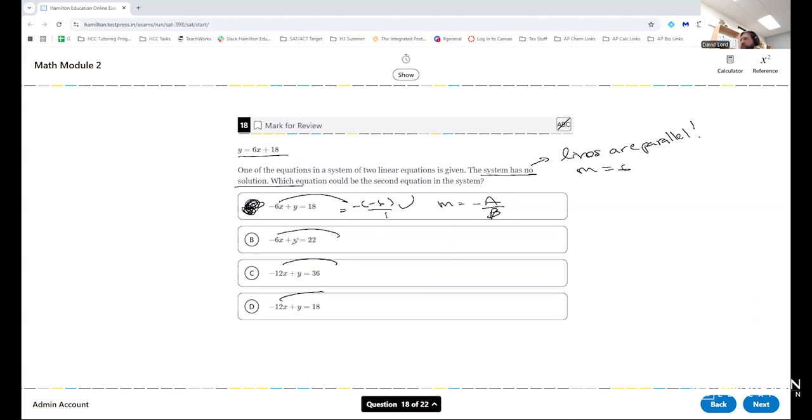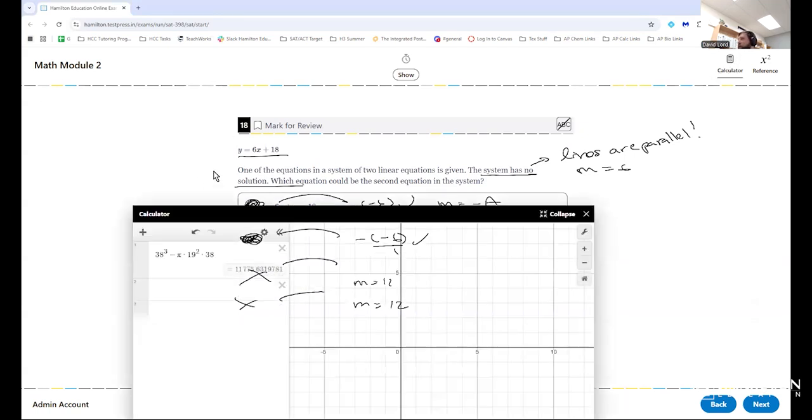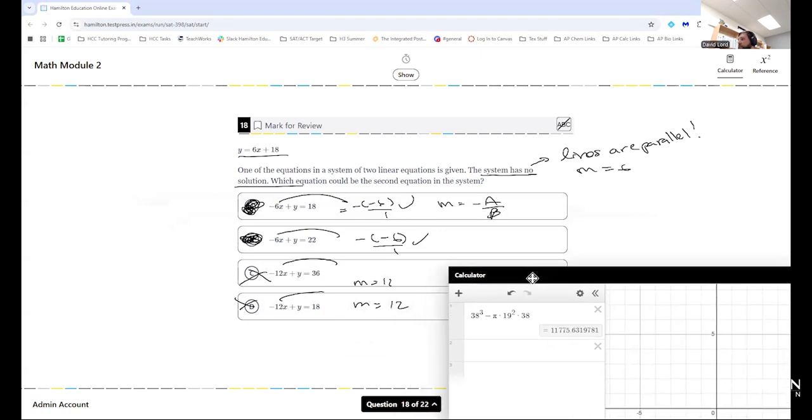Or actually, that's interesting. B also has the same kind of slope. Weird. So we can't have two correct answers. Now we can eliminate C and D because those have a slope of 12. So what's going on here? Well, let's go back to Desmos. So we have the original line, y equals 6x plus 18, and that's going to be in green.